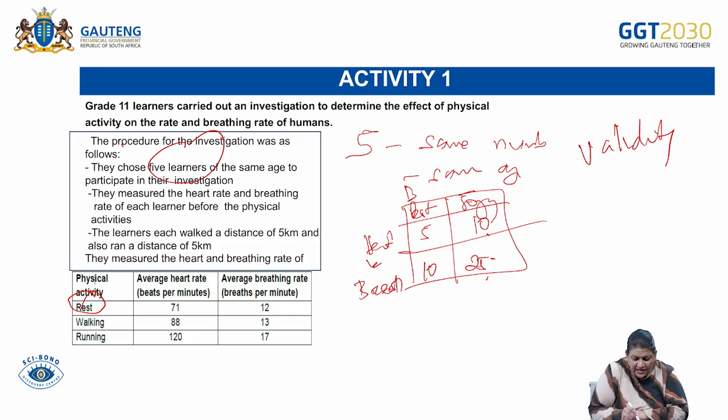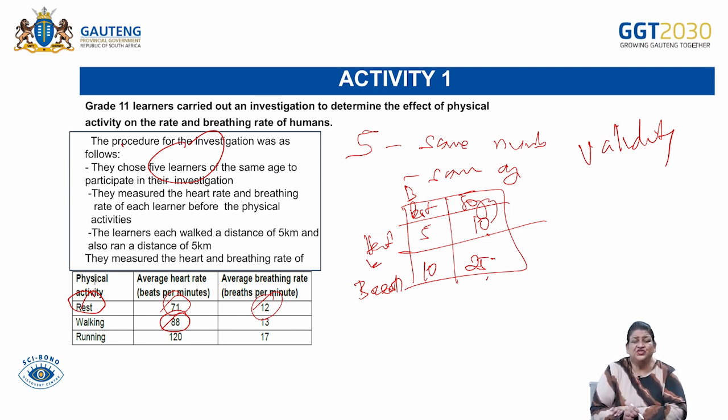When he is resting, his heart, according to his pulse rate, was beating 71 times per minute. And his breaths per minute was just 12. When he was walking, we can see that his heart rate increased from 71 to 88, and his number of breaths increased from 12 to 13. Not much, because he's just walking now.